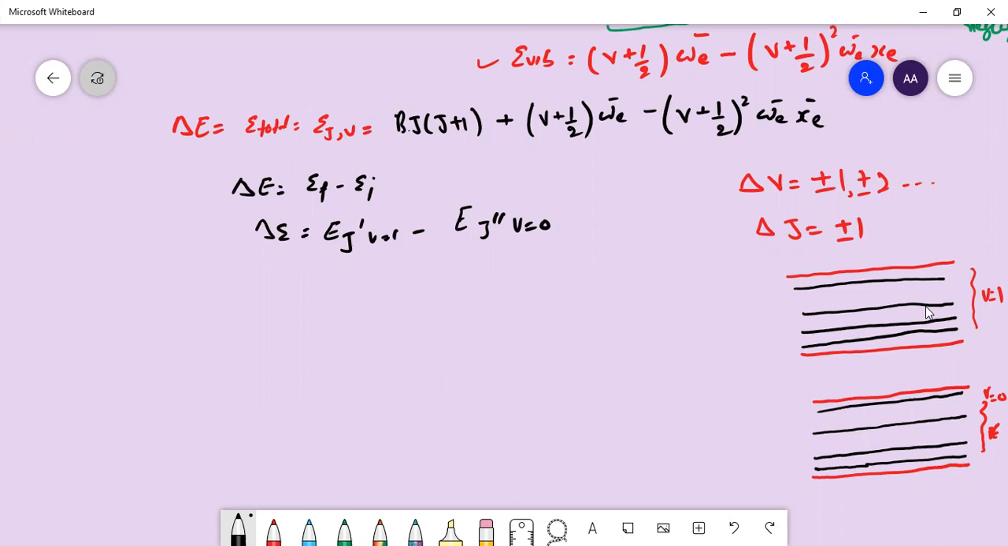And let me represent here the higher energy levels as J dash and the lower energy levels as J double dash. So these are our rotational levels J0, J1, J2, J3. Similarly, J0, J1, J2, J3. These are the ground state and these are the first excited state.